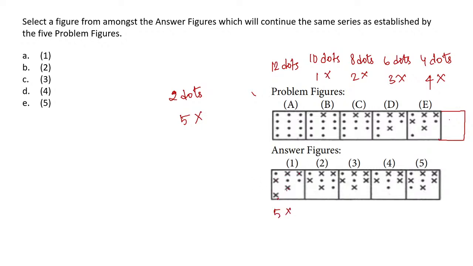Okay. Here 1, 2, 3, 4, 5, 5 crosses are there, but only 3 dots are there. So this is not the answer. Here 1, 2, 3, 4, 4 crosses and 4 dots. This also cannot be the answer. 1, 2, 3, 4, 5, 5 crosses and 2 dots. Yes, this can be the answer. Let's keep it on hold. Here again 1, 2, 3, 4, 4 crosses and 3 dots. This cannot be the answer. Here again 3 dots are there. If it's the case, then it cannot be the answer. So the right answer is option 3.